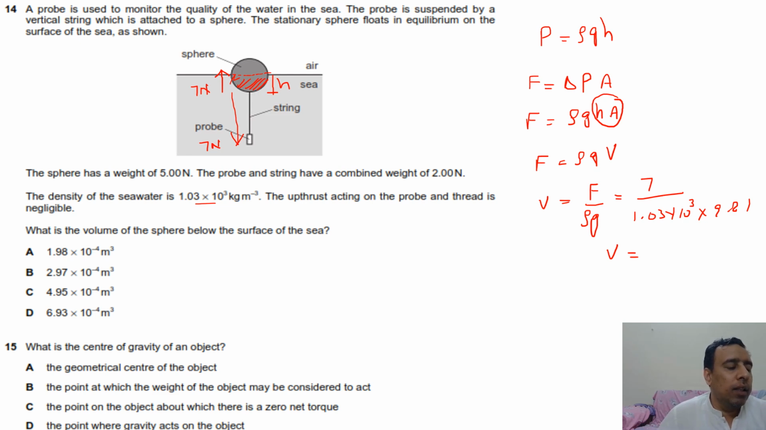Is 6.93 × 10 to the power minus 4, 6.93 × 10 to the power minus 4 meter cube. 6.93 means option D is the correct one. So in question number 15, it is the basic definition of the center of gravity.